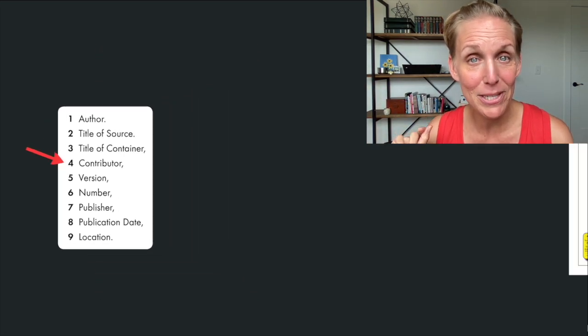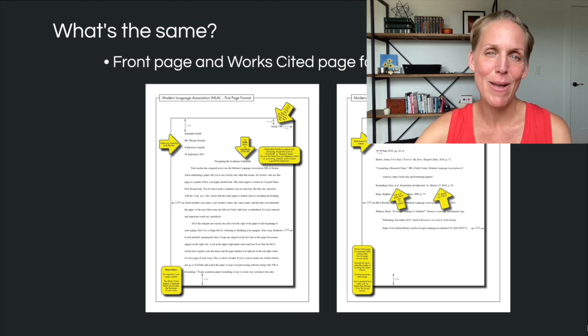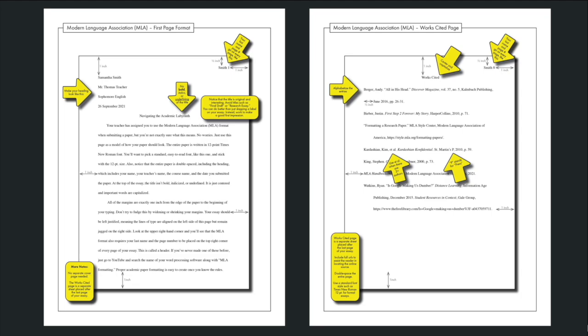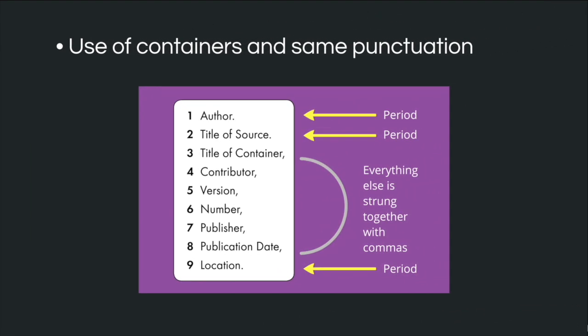Good news, 98% of the stuff is still the same. So all of the formatting for your front page and your works cited pages are exactly the same as they've always been. If you want to freeze this and zoom in, feel free. The only changes that I see are just the inclusion on the works cited page of the http:// as I mentioned before. Also the same are the punctuation of the container items. So after author, it's a period. After title, it's a period. But then items 3 through 9 are strung together with commas for whichever ones you have until the end, and that's a period. So it's just like it was before, you guys.